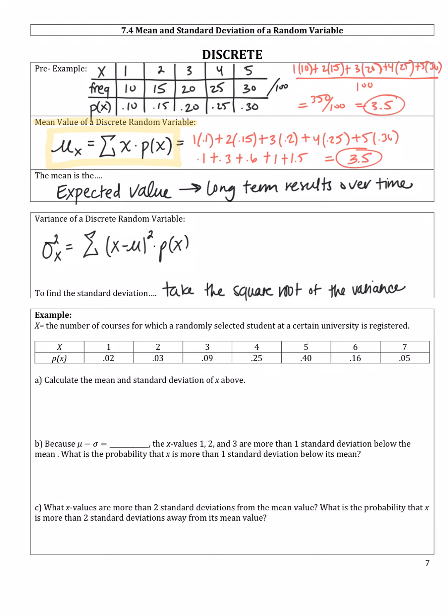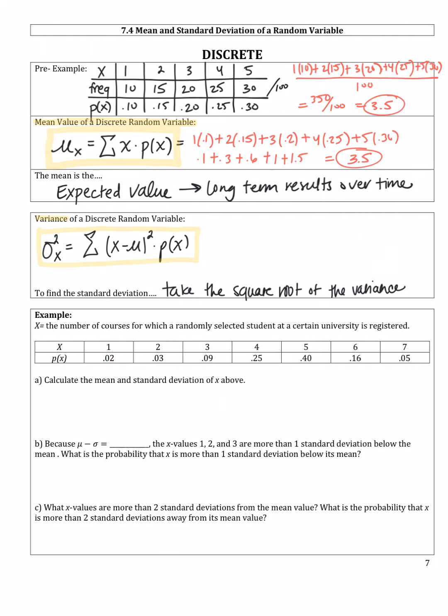All right, so let's go ahead and do one example together. Let me just highlight really quick that this is an important formula for you. This is the variance right here. And remember, take the square root for the standard deviation, and this is for discrete random variables. Okay, X is defined as the number of courses for which a randomly selected student at a certain university is registered. So we have X and we have the probability of X. Calculate the mean and standard deviation of X above.